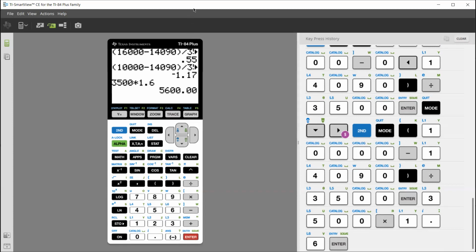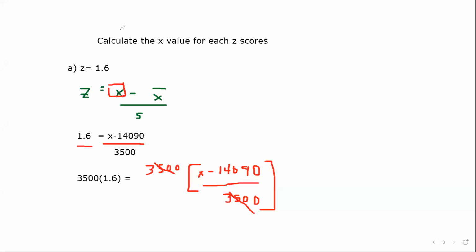So now it becomes easier. It's just a matter of manipulating the rest of the equation. So we have 5,600 on this side, and that's equal to x minus 14,090, right? And if I want to solve for x, what is it that I have to do now?